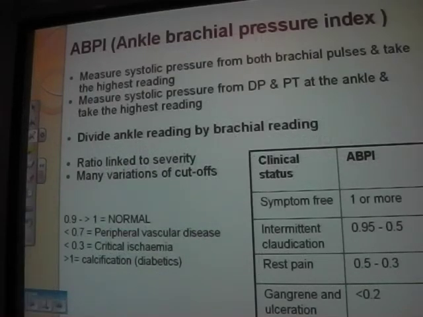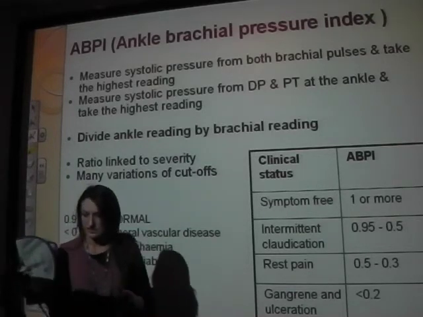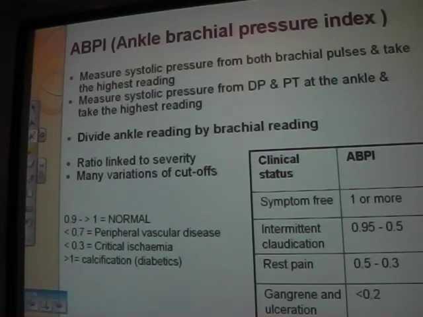Right, now this is the ABPI. It's very self-explanatory. It's basically the ankle pressure divided by the brachial pressure. So the way you do it, right, might just show you on here. So this is basically the same as a blood pressure cuff. Can everyone see here? Yeah.